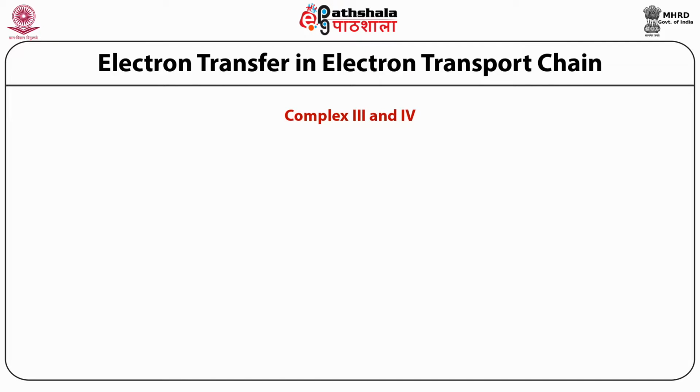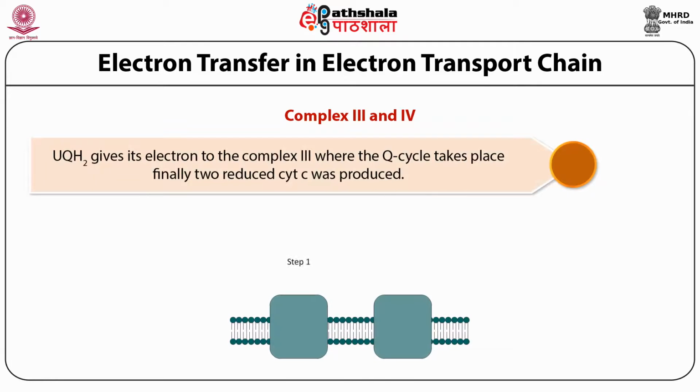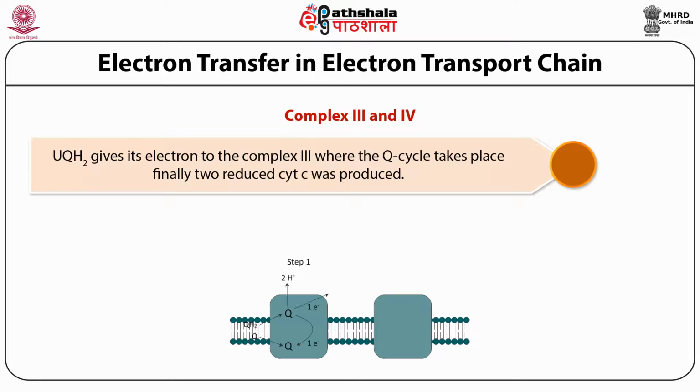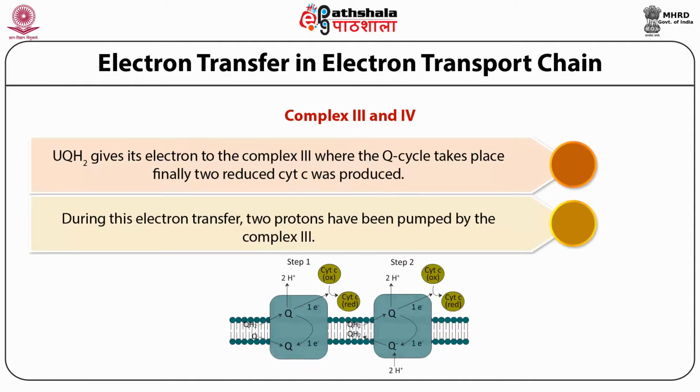Ubiquinone produced from complex first and complex second goes to the quinol pool, and from the quinol pool the ubiquinone will be used by the complex third, where the Q cycle takes place. This has been already discussed in the previous modules, and the Q cycle results in the production of 2 reduced cytochrome C. During this electron transfer, 2 protons are pumped from the complex third, and this proton pump is again a result of electron transfer and production of delta E, which is responsible for the production of delta G.